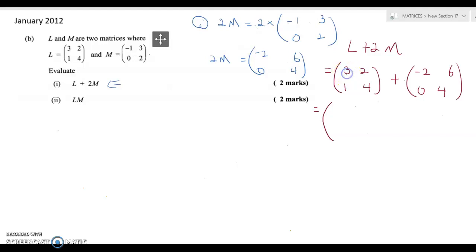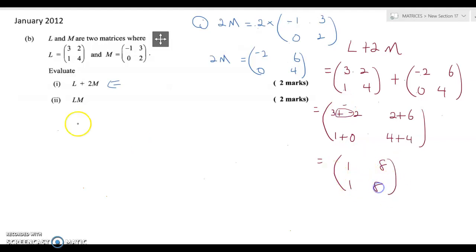Meaning the first number in the first matrix plus the first number in the second matrix. So 3 plus minus 2, and then afterwards, put your space. 2 plus the 6 there. And then coming down now. So 1 plus the first number in the bottom there for the second matrix, 1 plus 0, and then 4 plus 4. And then we will get our answer. So remember, 3 plus minus 2 is 1. Then we get 8 down there, 1, and then 8 again. Right? So that was part 1.